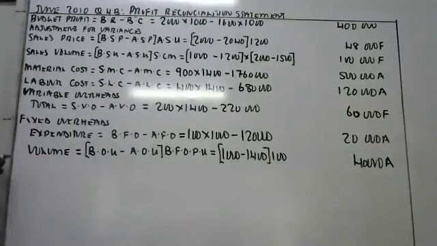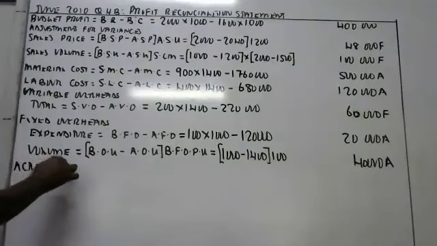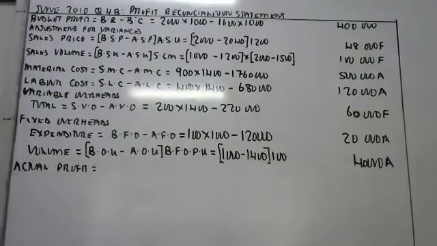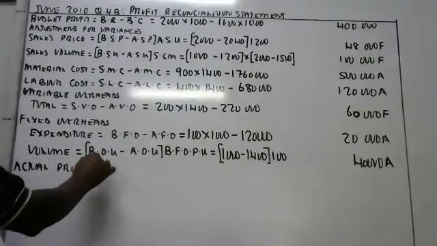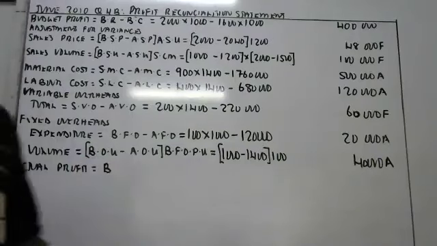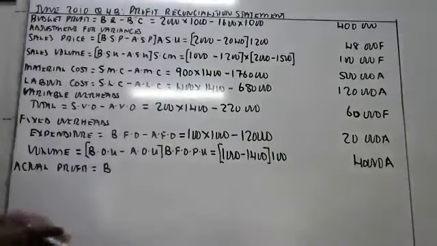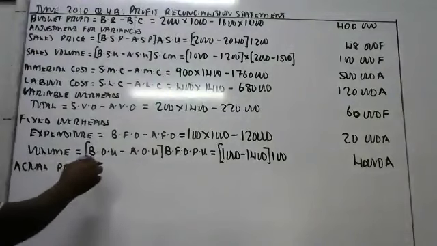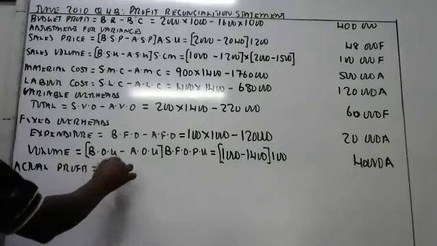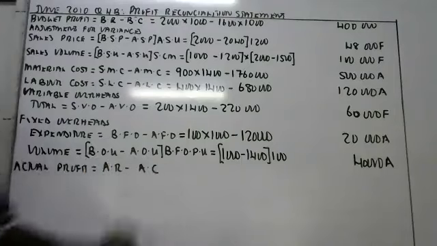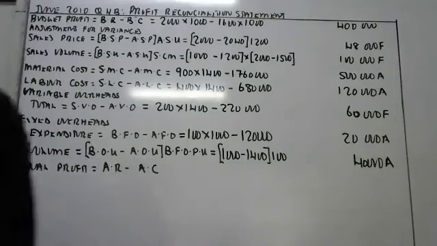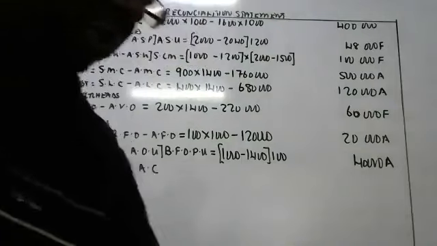And then finally, we get the actual profit. The actual profit is given as actual revenue minus actual costs.